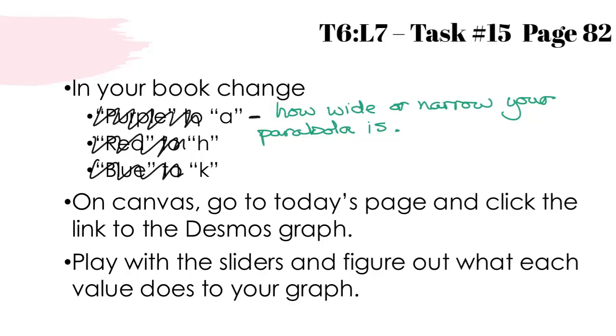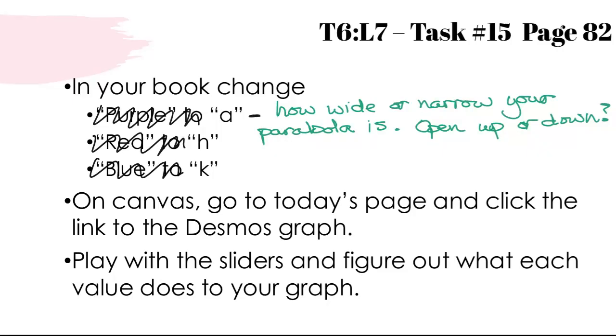What else does it tell you? Yes. Whether there is a minimum or maximum, meaning does it open up or down? Meaning, is there going to be a maximum? If it's a maximum, that's going to be opening downward. If it's a minimum, it'll be opening upward. Yes? Yes, for A. So it determines how wide or narrow your parabola is. And then also, does the parabola open upward or downward?